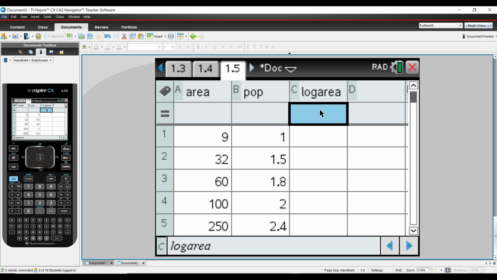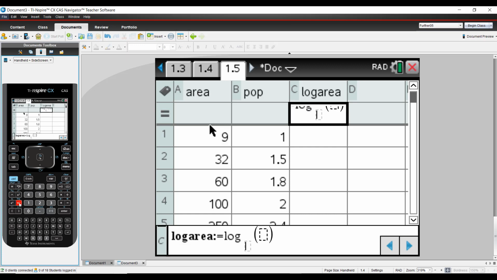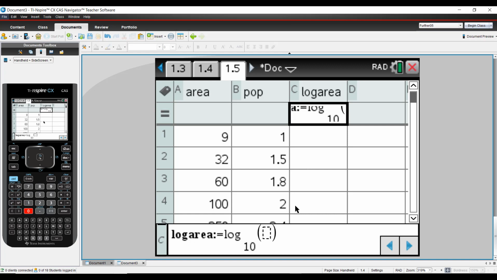So we'll give it the heading log area. Okay, let's fill in the data. Equals, and we want to take a log. So it's control or second function of 10 to the power of x. There's our log. We need to explain it's a base 10 calculation. And we are taking the log of our column labeled area, and it goes bold when we type that in.